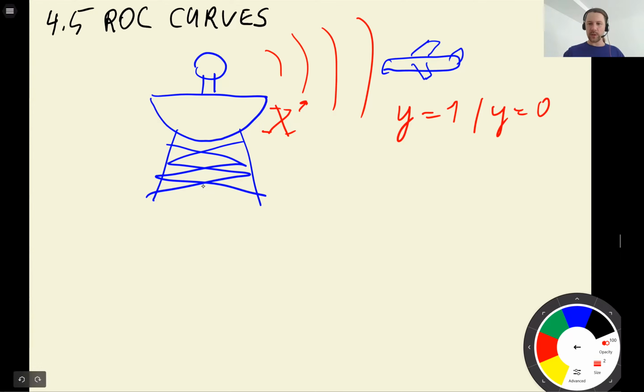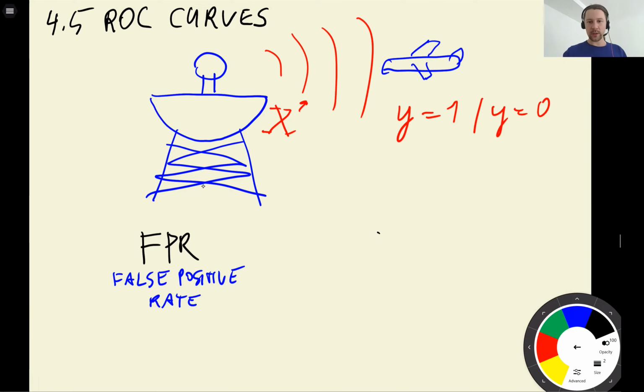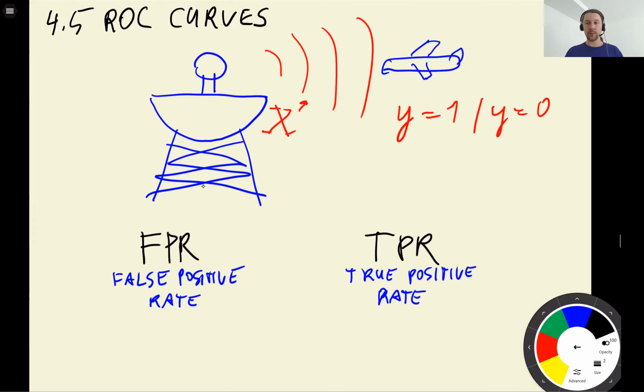And for that, we are interested in two numbers. The first number is false positive rate, and another thing we're interested in is true positive rate. Both these metrics are computed from the values of the confusion matrix. So let's quickly draw it.